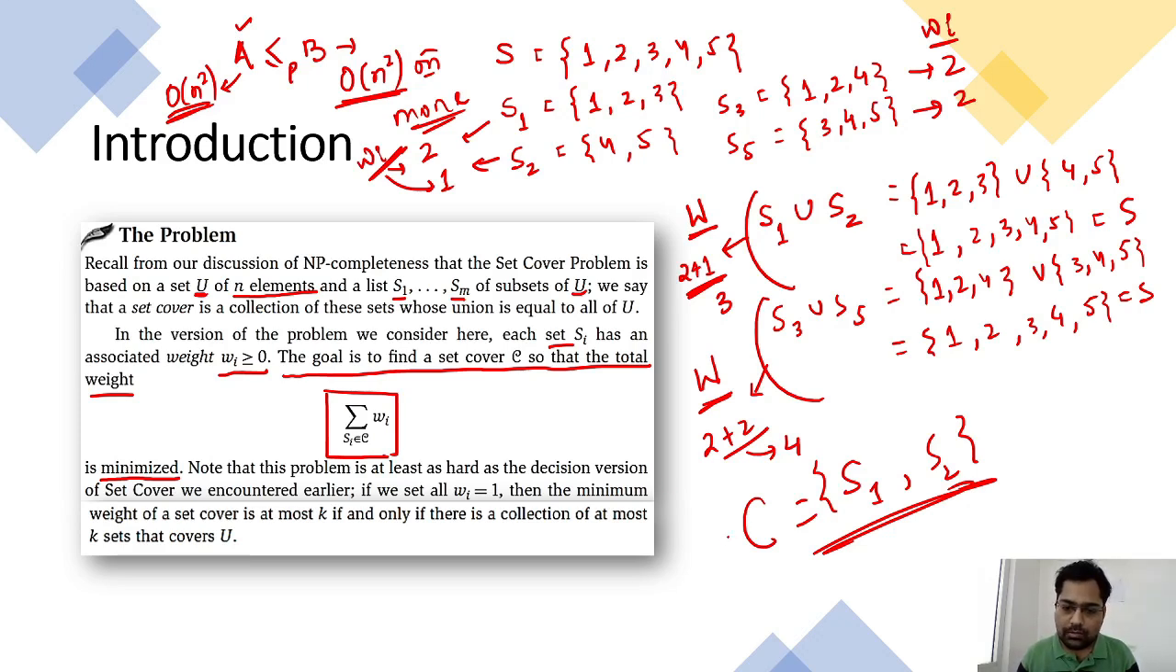Here the total cost, if I'm writing it this way, is the sum over Si belonging to C, as I have already told, of W of i. For the first element the cost is assigned as 2, the next cost is assigned as 1, so the cost we are getting is 3. There also, when we run it, we get this one as 4.